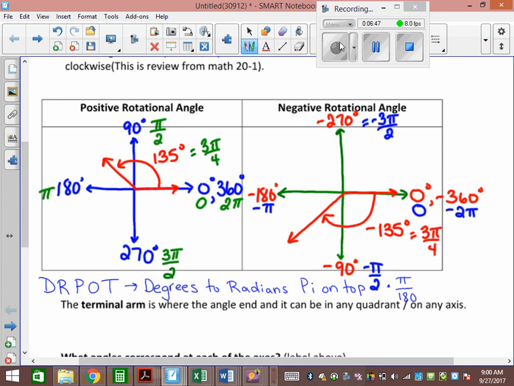Now I could leave it as 3 pi over 4, like I did up there, or I could write rads behind it, or I could write radians behind it. All of those mean radians. So the terminal arm is where the angle ends and can be on any quadrant or on any axis. So where it ends is your terminal arm. It's where it terminates, where it ends.